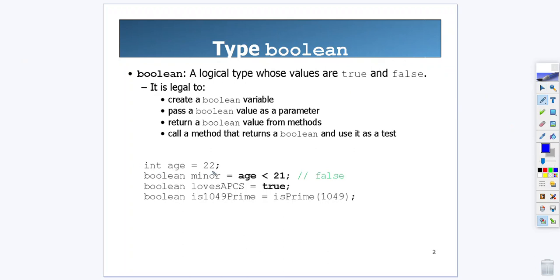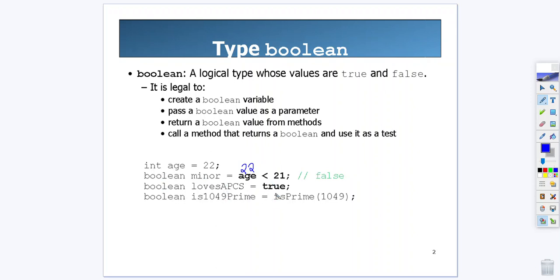So for example, here, if age is 22, and my minor is going to get a Boolean answer based on whether age is less than 21, you're going to substitute that value and you're going to test, is it true that 22 is less than 21? And the answer is no, that's not true. That's a false statement. And so that false value will be assigned to the variable minor. So that's the result of an expression.